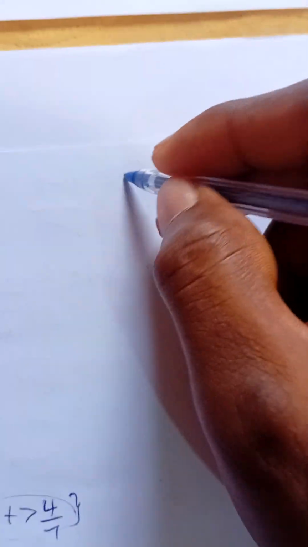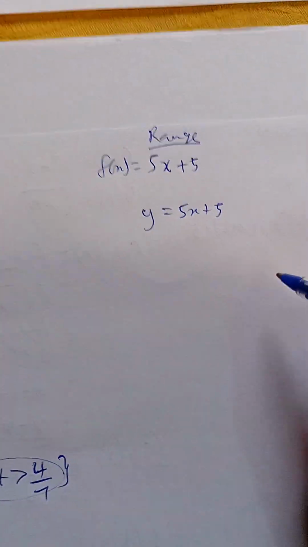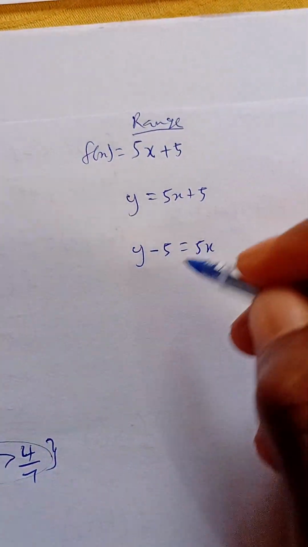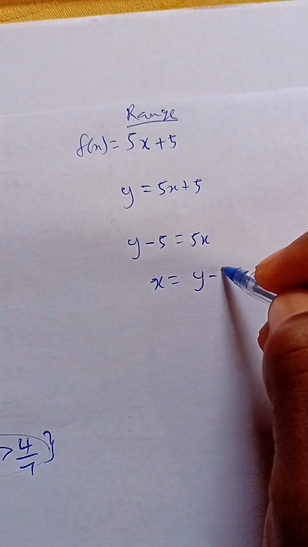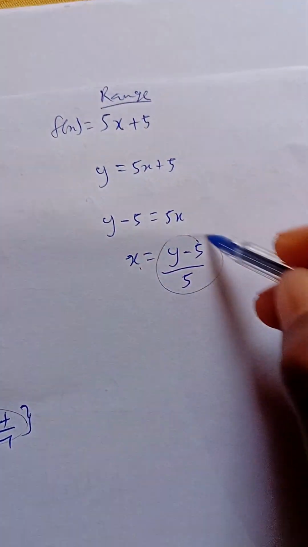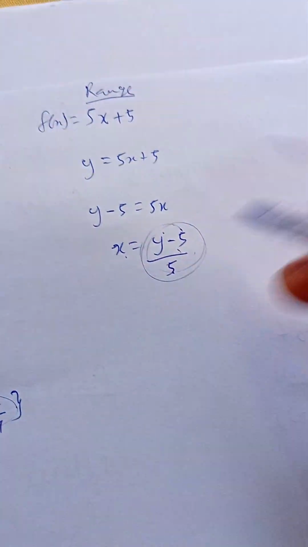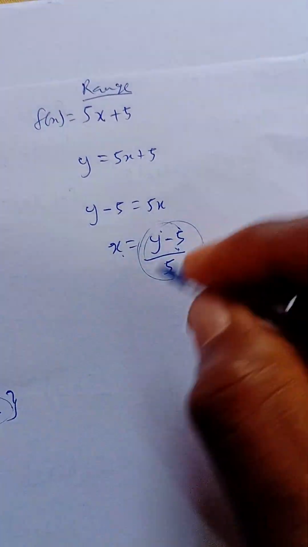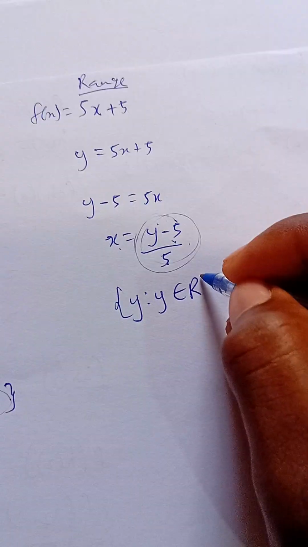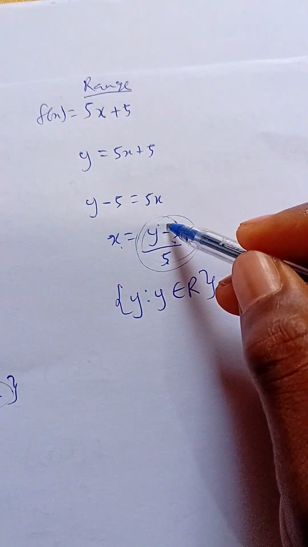So f of x equals this. Y equals 5x plus 5. Now make x the subject. Y minus 5 equals 5x. X equals y minus 5 all over 5. After making x the subject, whatever you have, find the domain of this. What will be the domain? The down is just a number, so ignore it. The numerator is what? A polynomial. So y such that y is a member of what? R. So here all real numbers, because we are only having a polynomial at the top.